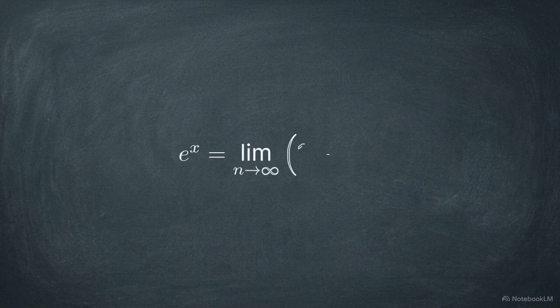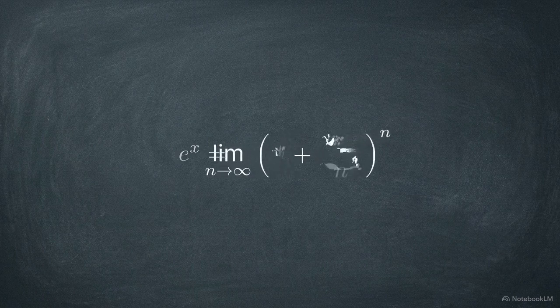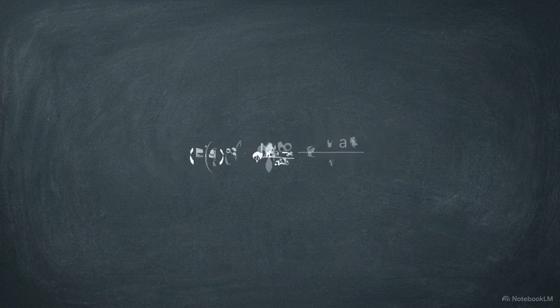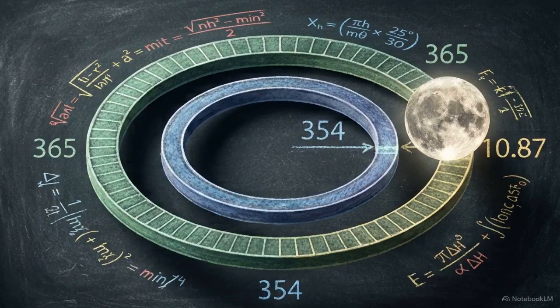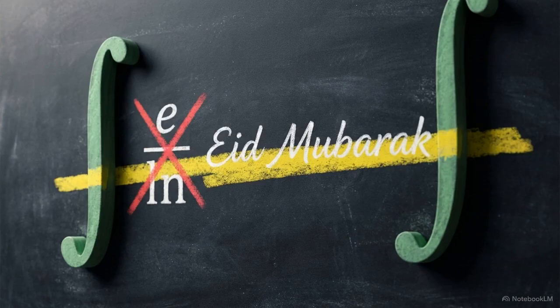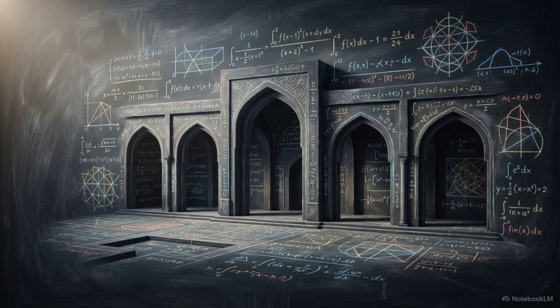An alternate approach uses the limit definition of the exponential constant e as n approaches infinity. Substituting the holiday parameters for x allows mathematicians to model the spirit of Eid as an exponentially compounding limit. From planetary orbits and architectural fractals to definite integrals, the universal language of mathematics provides the underlying structure for every component of the Eid celebration.